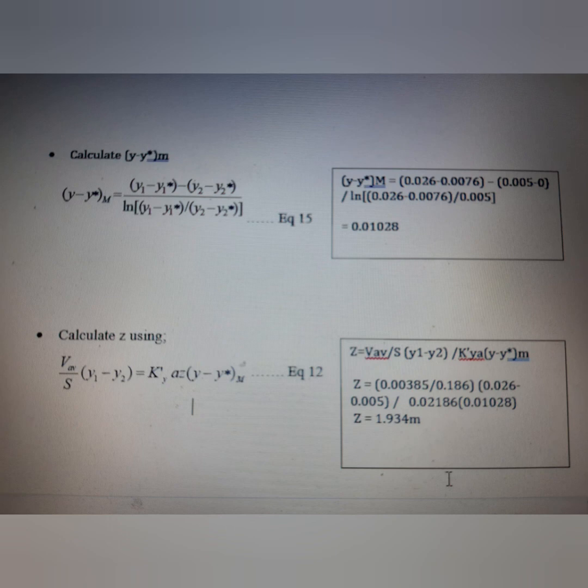Even though we have calculated the value of capital K prime ya, looking back at equation 12, we are missing one value, which is y minus y star m. We need to calculate the value of y minus y star m using equation 15. Based on equation 15, we get a value equal to 0.01028. By rearranging equation 12, we can get the value of z, which is z equal to 1.934 meter.